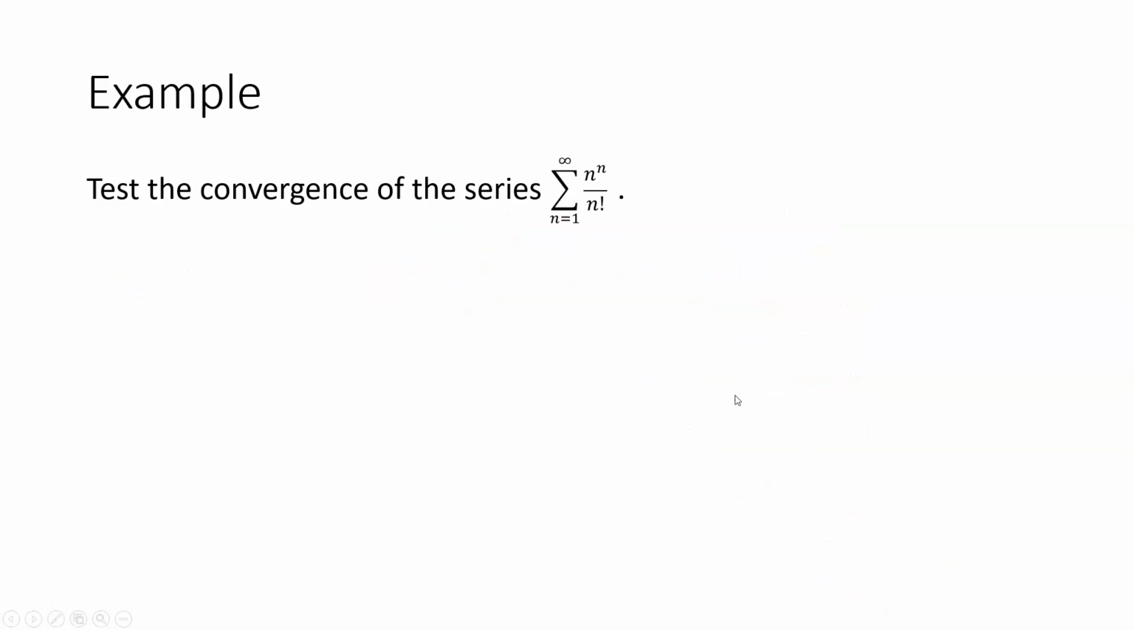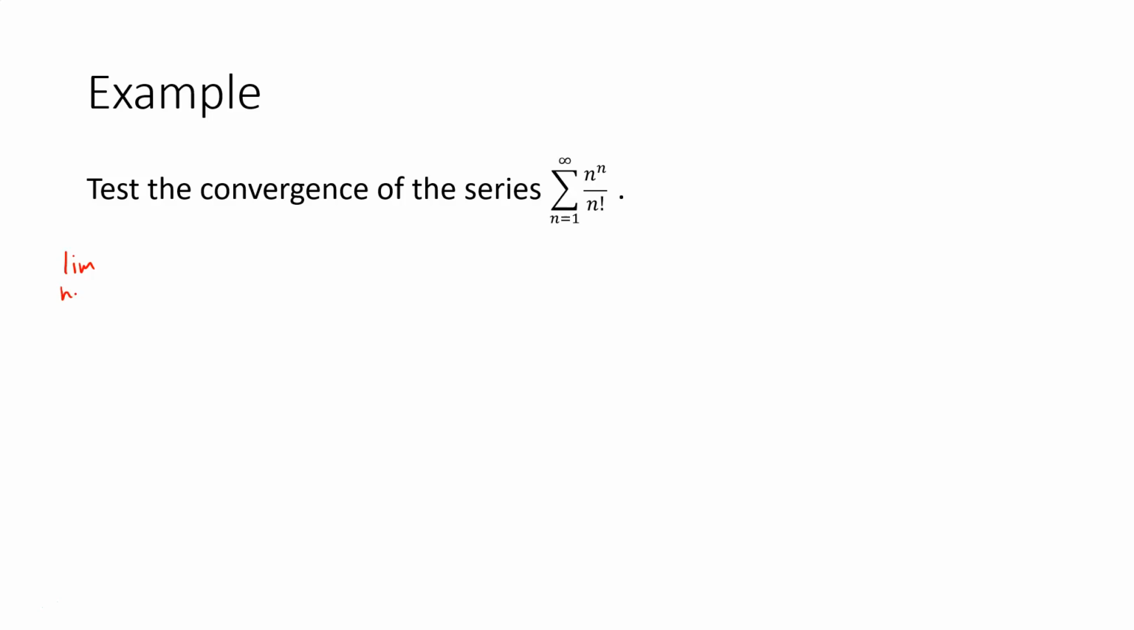Let's try another example. In this case, we want to test the convergence of the series n^n over n factorial. Here's another great example of how the ratio test will be well suited for series that involve factorials. So if I see a series that has factorials, I know that the ratio test will usually give me a conclusive result, so it'll be a good choice. So let's try and work it out.